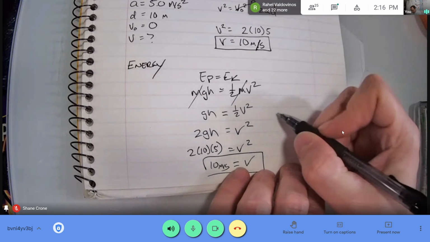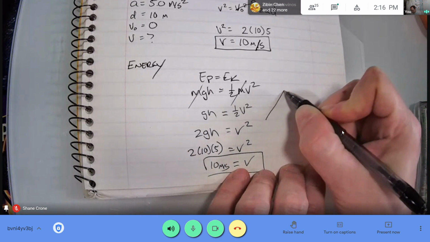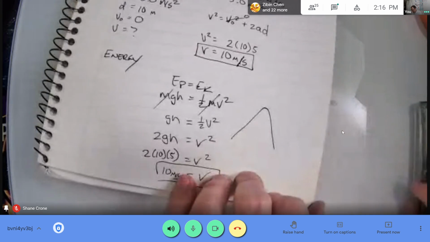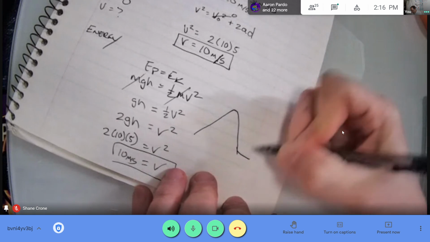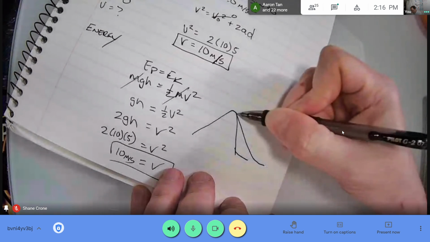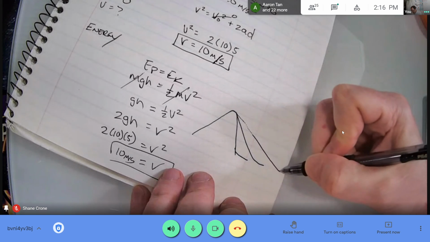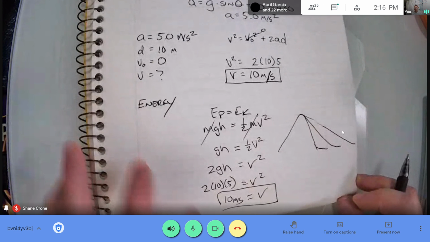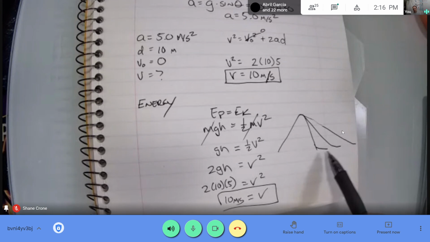So in other words, what I'm saying is that imagine we had a roller coaster that went up like this, and that the roller coaster had a very steep hill like this, or one that went like this, or one that went like this. What I'm telling you is it will not make any difference which of those paths you take. You will have the same speed at the bottom.